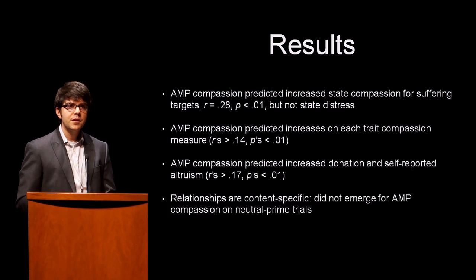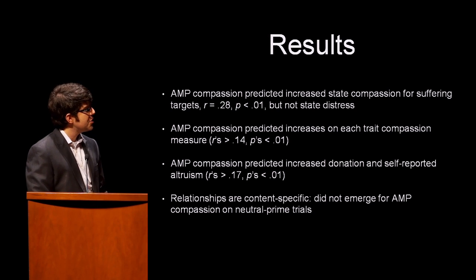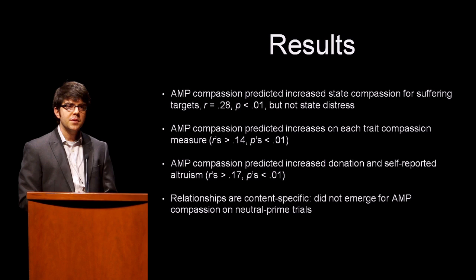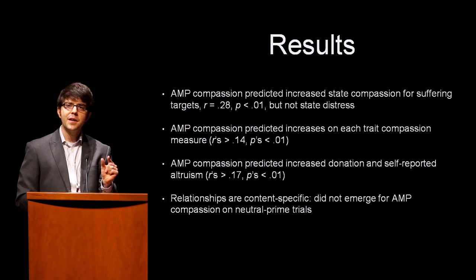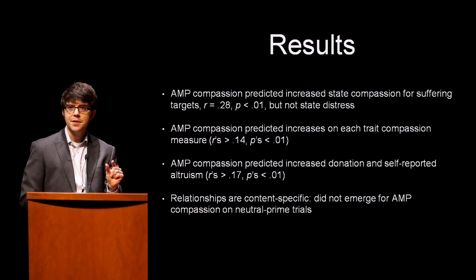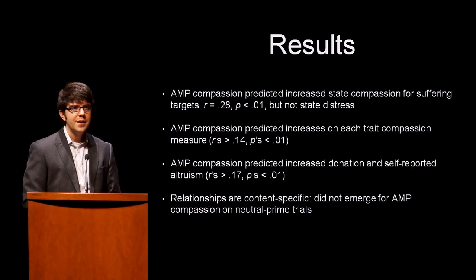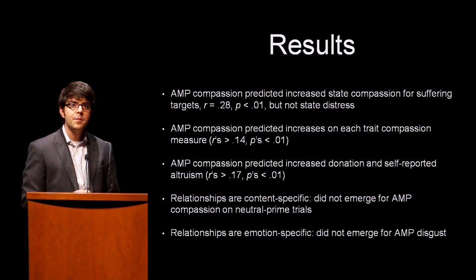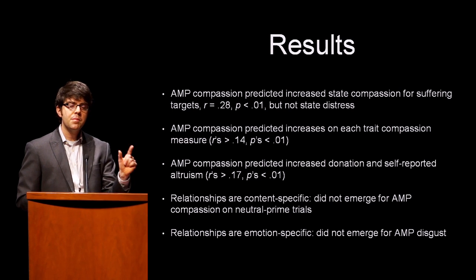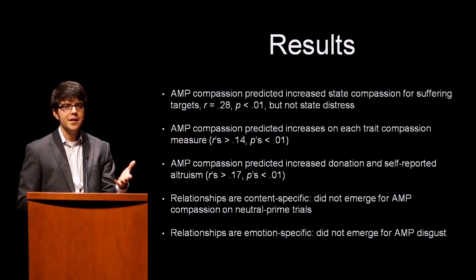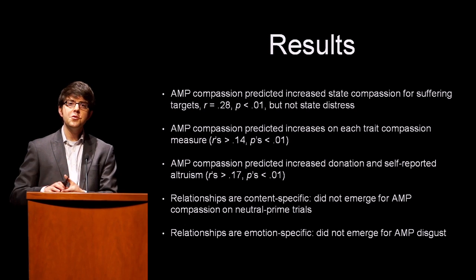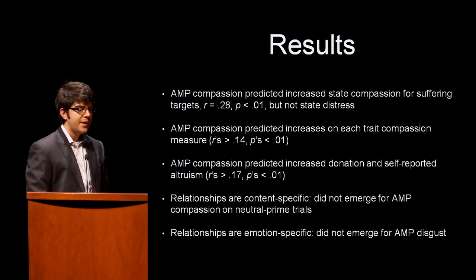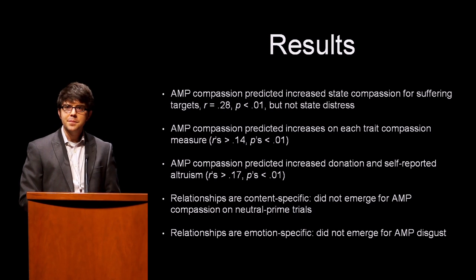But it also has discriminant validity. So the relationships are content specific. If you recall, we computed the proportion of compassion responses on neutral prime trials as well. And those do not predict any of the outcomes listed above. And the effects also appear emotion specific. So you can compute the proportion of disgust responses on the AMP as well. That was an alternative emotion you could misattribute within the task. And that does not predict any of these relationships either.